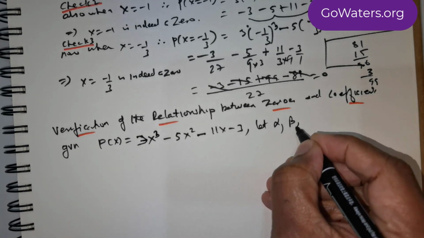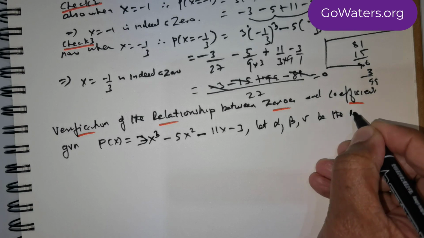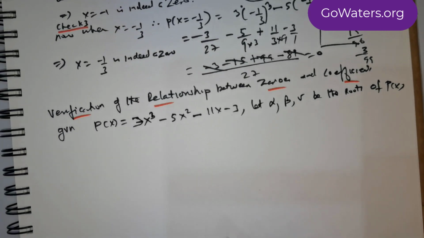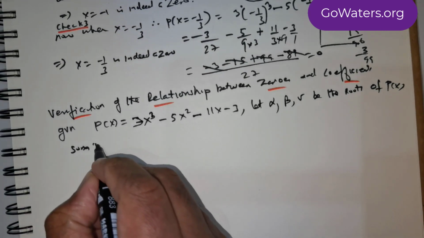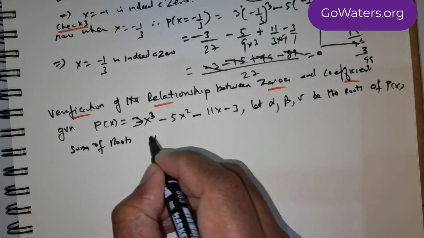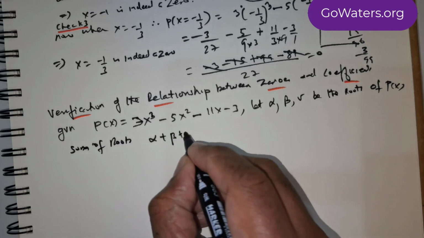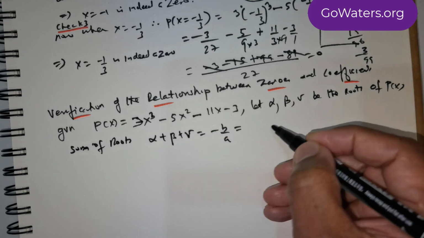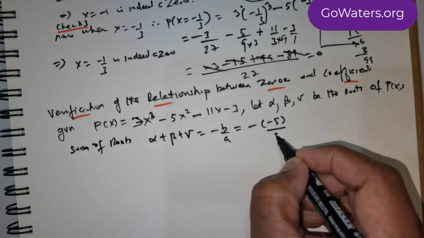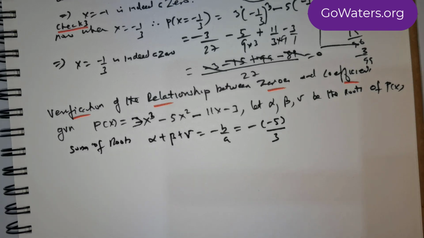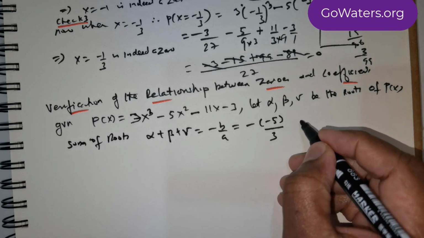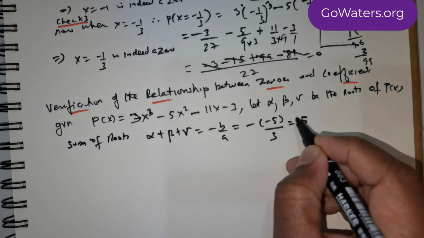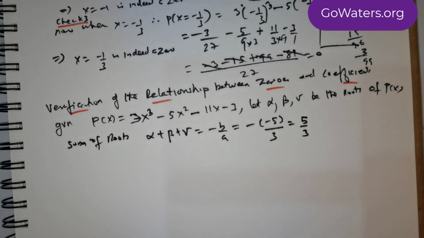Let alpha, beta, gamma be the roots of p of x, right? So sum of roots taken one at a time. So alpha plus beta plus gamma is equal to negative b over a, which is nothing but negative of negative 5 divided by 3, right? This is what you've got. So this is going to be positive 5 over 3, right? So you can write that down. This is equal to 5 over 3.